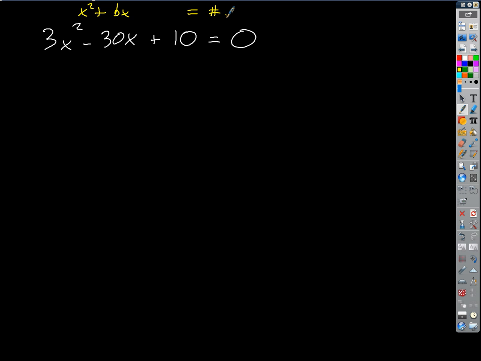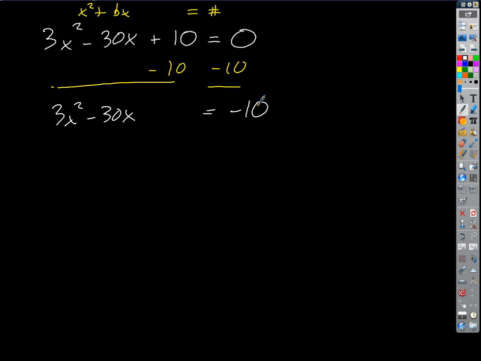So I've got to do two things. What's one of them? I've got to get rid of the constant. So one thing I've got to do is subtract 10. And that's going to give me 3x squared minus 30x equals negative 10. Now what? I've got to divide by 3, because I've got to get rid of the 3 in front of the x squared.